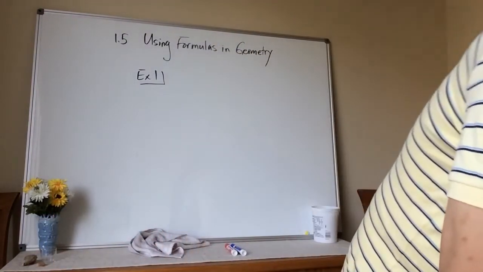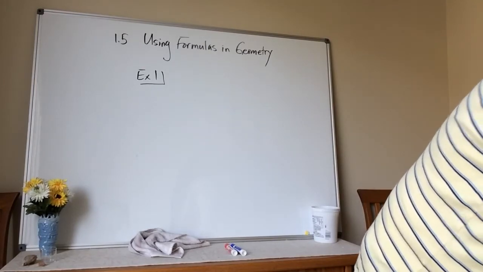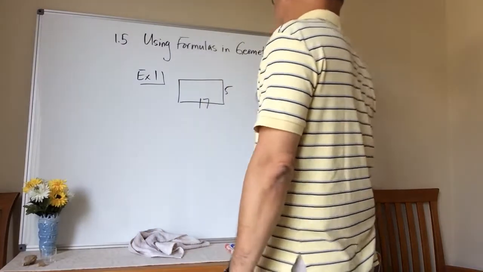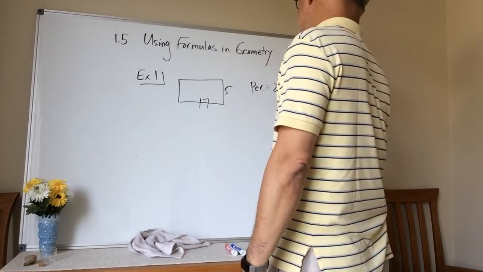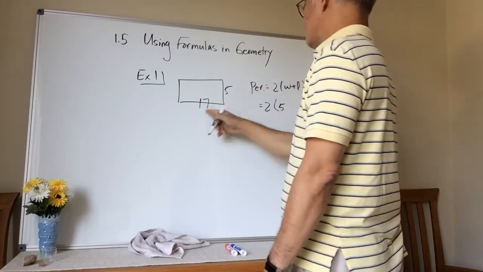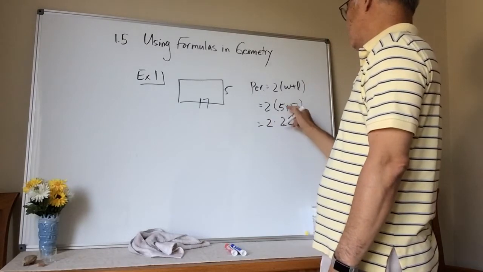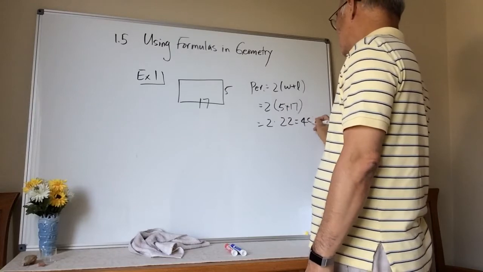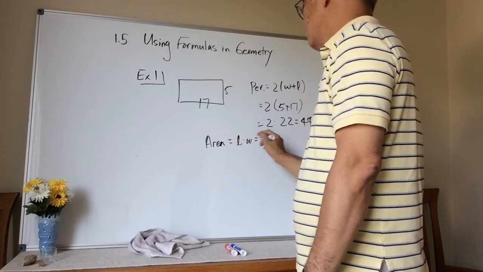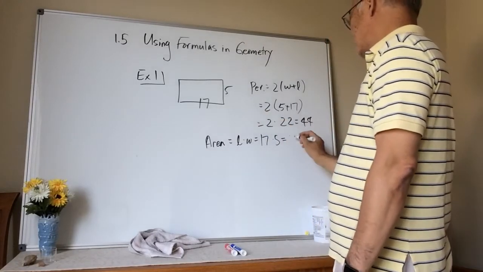Example number 1. Find the perimeter and area of each figure. A rectangle in which L is 17 and the width is 5. So the perimeter, if you remember correctly, was 2 times W plus L, so 2 times 5 plus 17. I do the parentheses first, so I get 2 times 22. 5 plus 17 is 22, and 2 times 22 is 44. The area is L times W, so it's 17 times 5, which is 85.